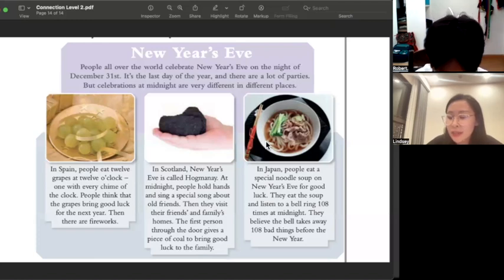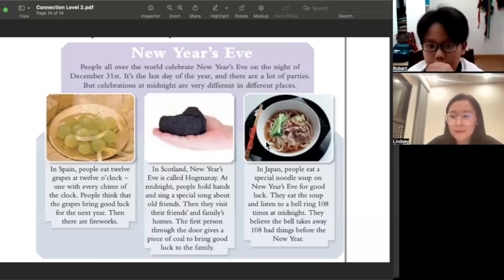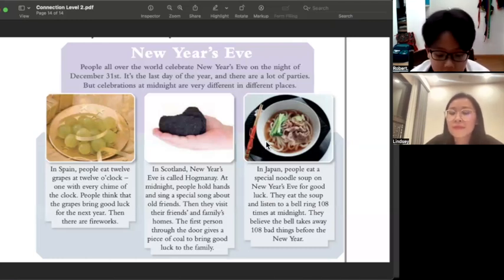So during Mid-Autumn Festival, what do people eat? People eat mooncakes. What do people wear? People wear a dragon and lion costume and dance in the street.